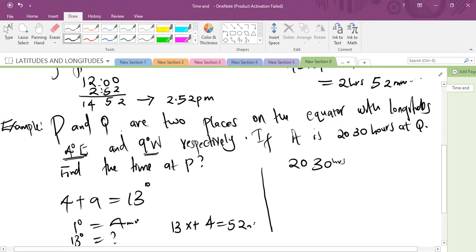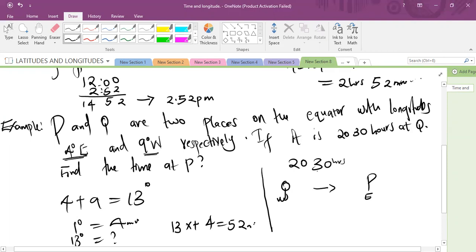So let's see, Q is the one which is on the west. Okay, so Q is on the west, and then P is the one which is on the eastern side. So this is on the east. So basically the one that is more easterly will always be ahead in time.